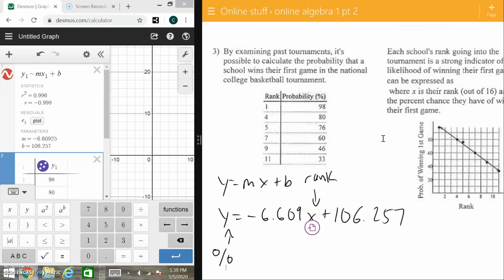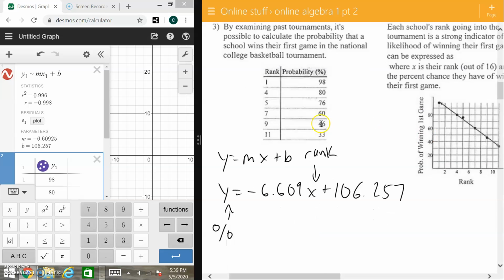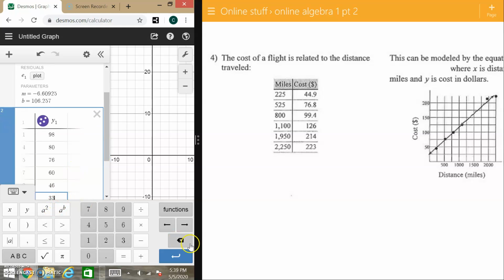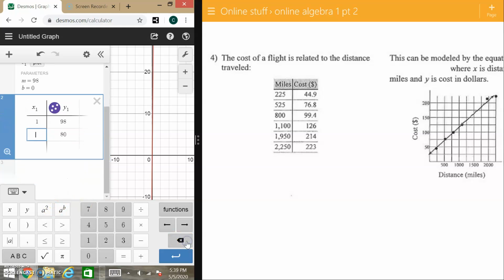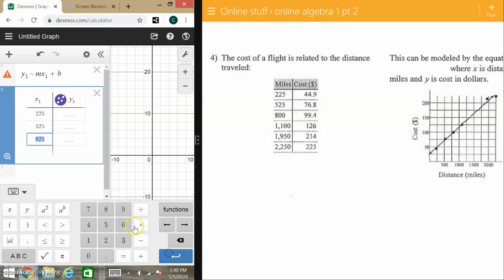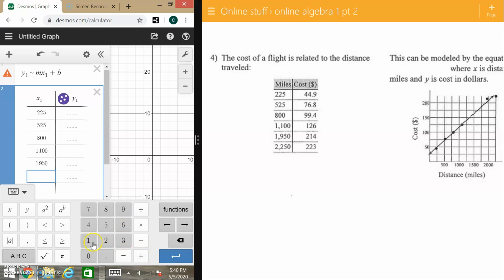What we'll do is I'll do one more, and then I'll explain your assignment. So right here, the cost of a flight is related to the distance traveled. So I'll go over here, clear out my table, just keep clearing with backspace. So I'll type them in. So miles, 225, 525, 800, and you notice Desmos tries to guess what the next number will be, but make sure you just type in the numbers that you have, 1950 and 2250, and type in the cost.